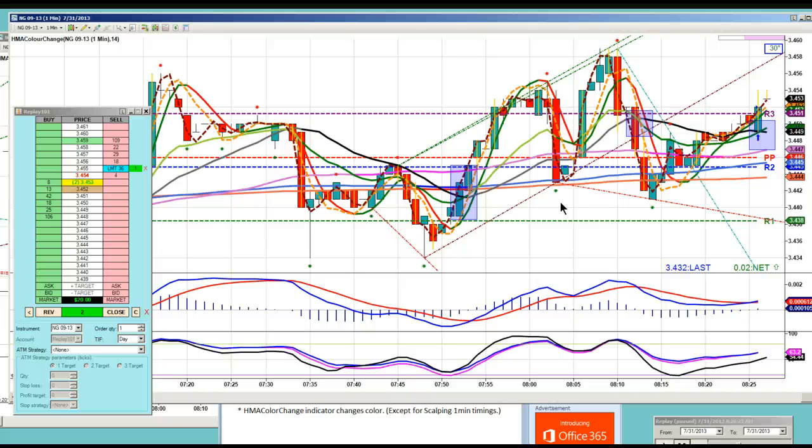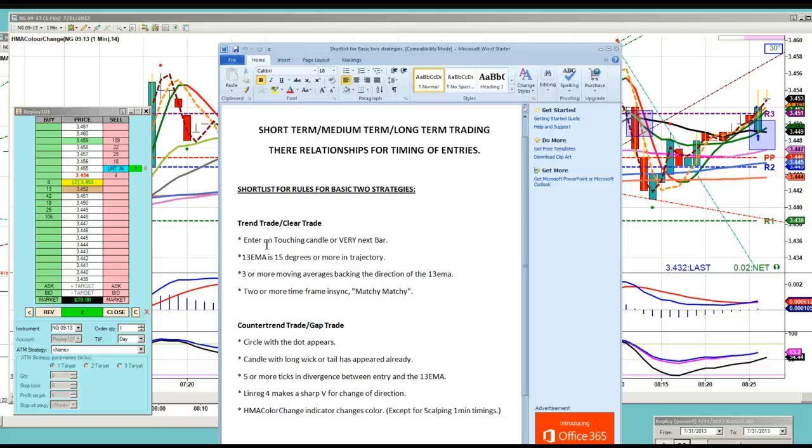So we're always looking to trade between the 13 and 20 crosses. So if I was trading from here, I'd be trading my trend trade, bouncing off the 13, starting with the first cross in the bullish direction. The next thing I'm looking for: the 13 moving average must be 15 degrees or more trajectory. If you look at the little degrees box here, you see that it's at 30 degrees. That's really good. Anything above 15.